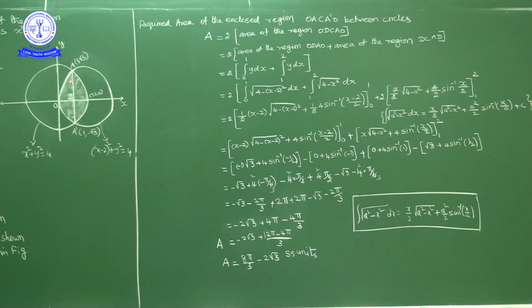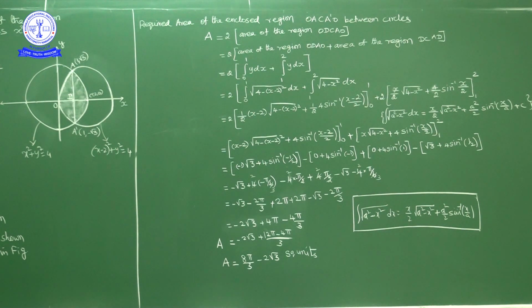So the area of the region DCAD is nothing but the area under the circle x square plus y square equal to 4 between the limits x is equal to 1 to x is equal to 2. So the area of the region DCAD is equal to integral 1 to 2 square root of 4 minus x square dx. Okay, now if you multiply 2 here as well as here, 2 into integral 0 to 1 square root of 4 minus (x minus 2) whole square dx.